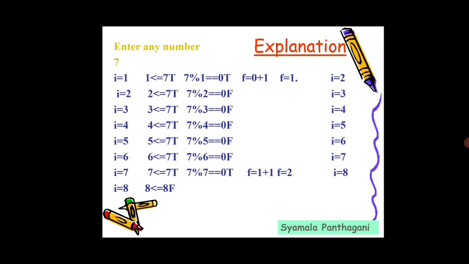Now finally, what is the output? f is equal to 2. When the compiler comes out of the for loop, the final value of f is 2. 2 is equal to 2. This condition is true. That's why it just prints 7 is a prime number.